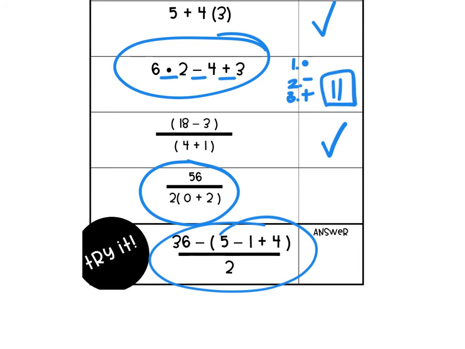And then the next one, you have 1, 2, 3. So I should have 3 operations. I'm going to add first, then multiply, and then divide. So you should have done 56 divided by 4, which gives you 14.